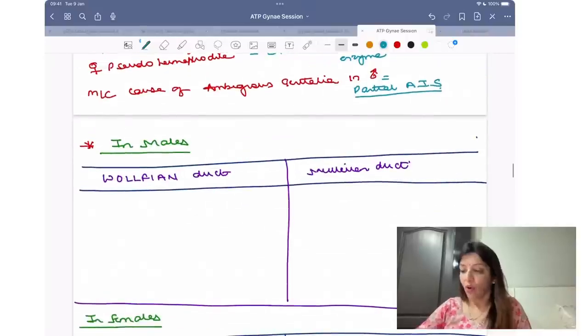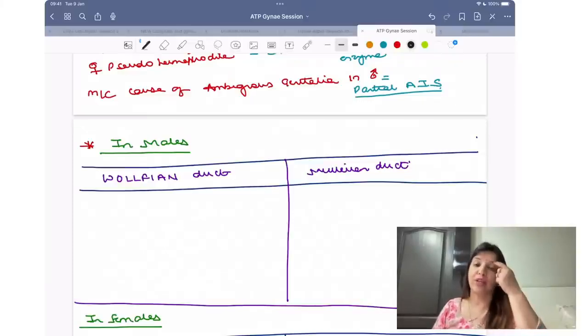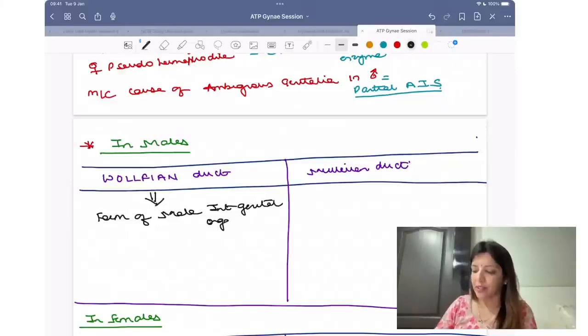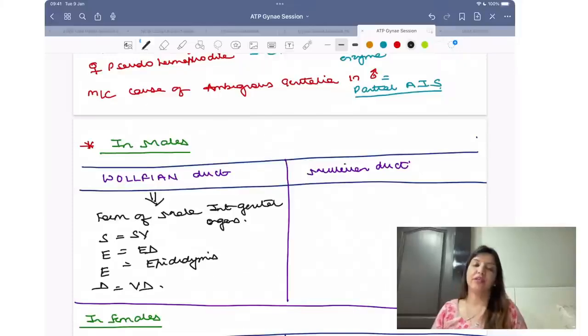Now, all of you know that in intrauterine life, in males and females, we have both pairs of ducts, Wolffian duct and Mullerian duct. In males, the Wolffian duct leads to the formation of male internal genital organs. What are they? SEED: Seminal vesicles, epididymis, ejaculatory duct and vas deferens.